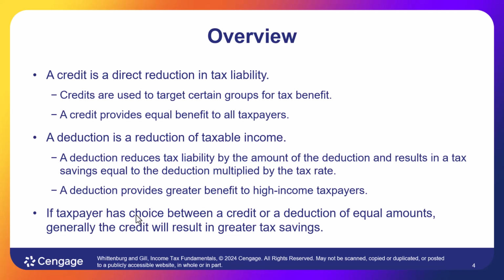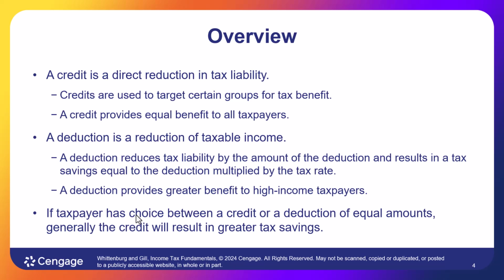So remember, we did briefly discuss this in another chapter, but a credit is a direct reduction in a tax liability. So credit is a dollar for dollar. If I get a $2,000 credit, I get $2,000 against what I'm paying in taxes. If I get a $2,000 deduction, this tax savings is actually the deduction times my tax rate. A credit provides equal benefits to all taxpayers.